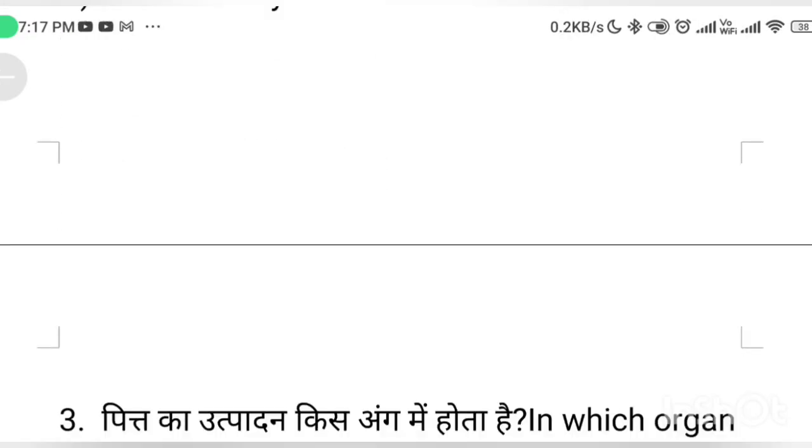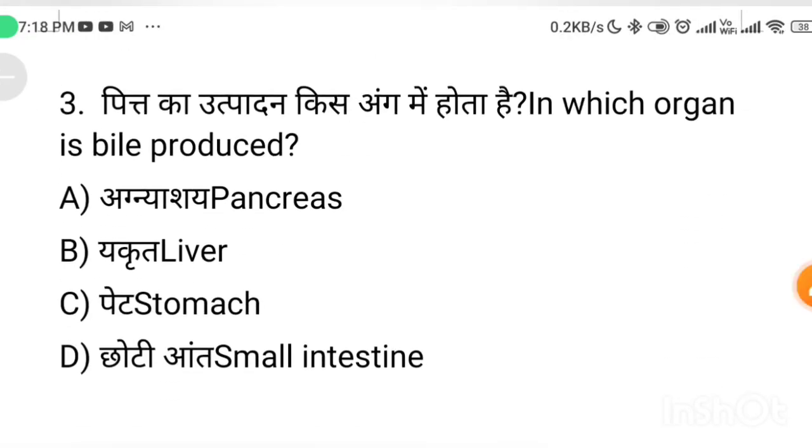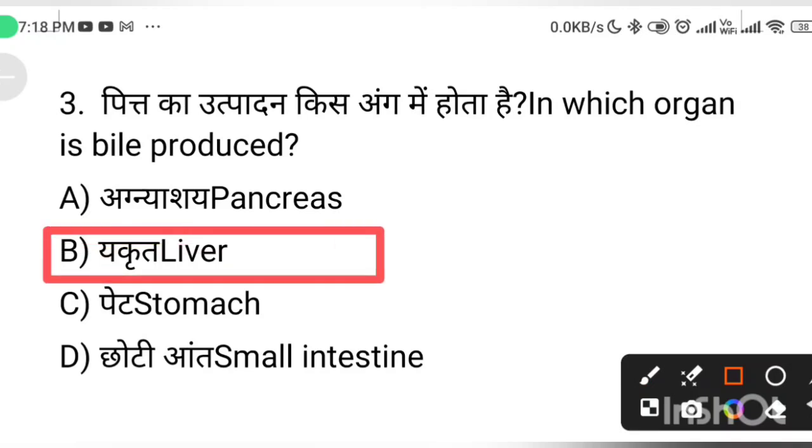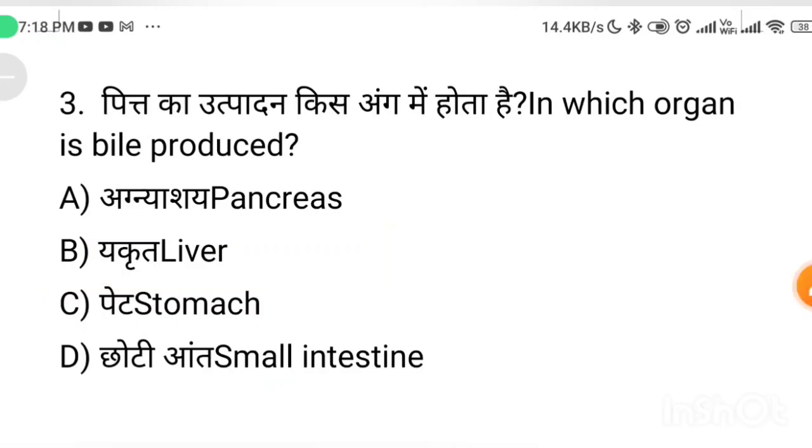Next question. In which organ is bile produced? Option A, pancreas. Option B, liver. Option C, stomach. Option D, small intestine. Correct answer is option B, liver. Bile is produced in the liver and stored in the gallbladder. Bile is made up of water, bile salt, cholesterol, fat and bile pigment. The main bile pigment is bilirubin.